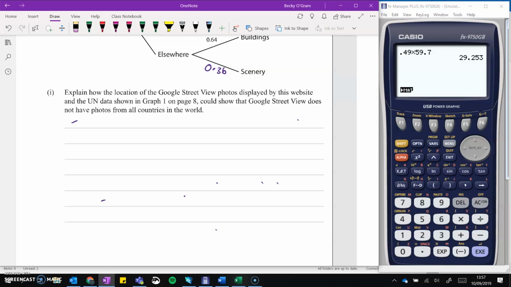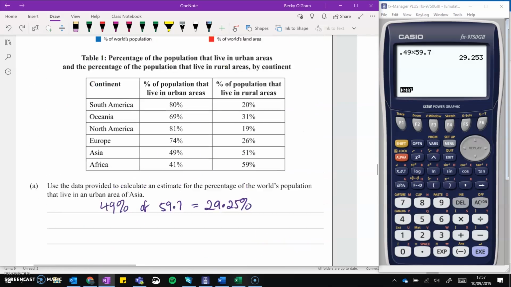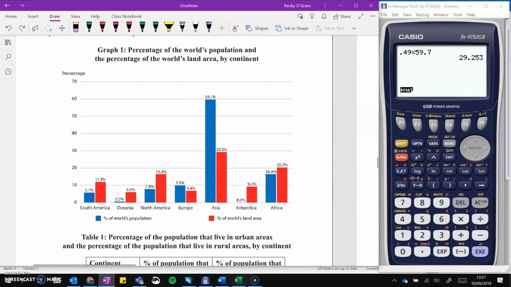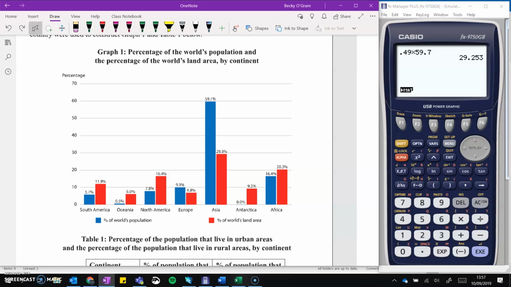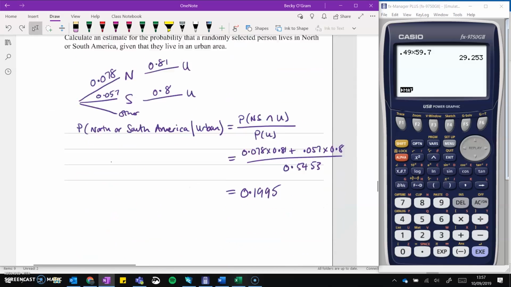So first of all, from graph 1, the total land in Europe and North America comes to 23.2%. If you look back up at the graphs that we had way back up here, the land from Europe and North America. I'll just go back to here.